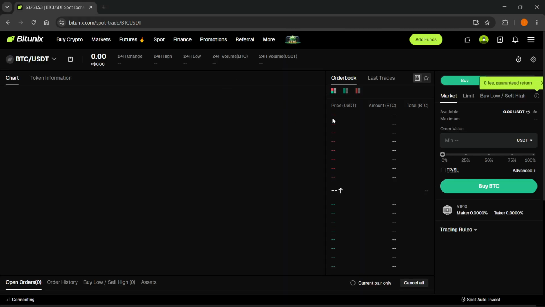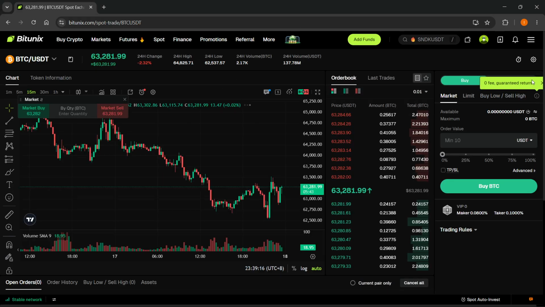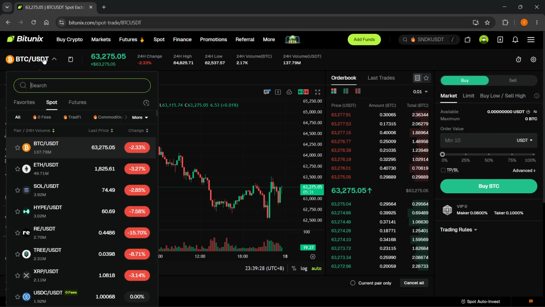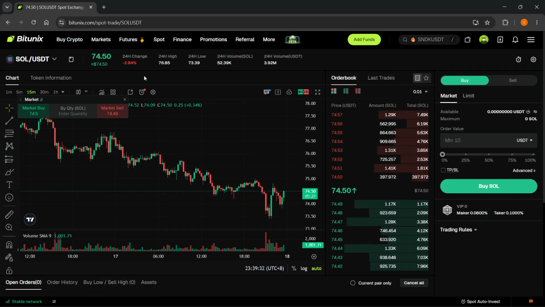The situation is pretty much going to be the same, and of course to place the order, it's going to be pretty much the same process. So the first thing you want to do, of course, is have some funds on your account. If you don't have them, go ahead and add some funds on there. And then you want to go and click on here, top left, to select what you want to trade. I'm just going to go with Solana USDT, but of course it's up to you to select whatever you want.